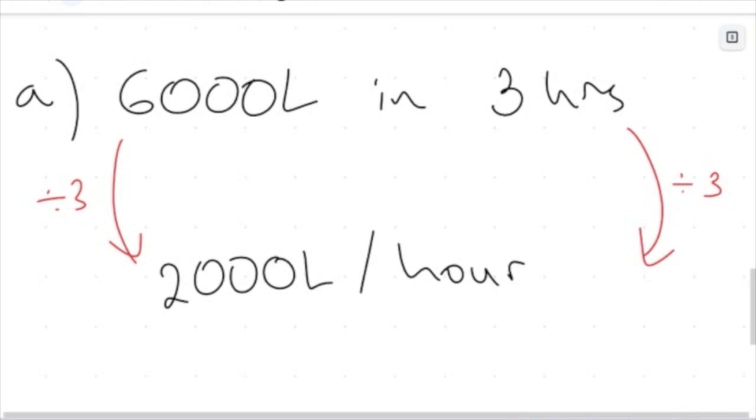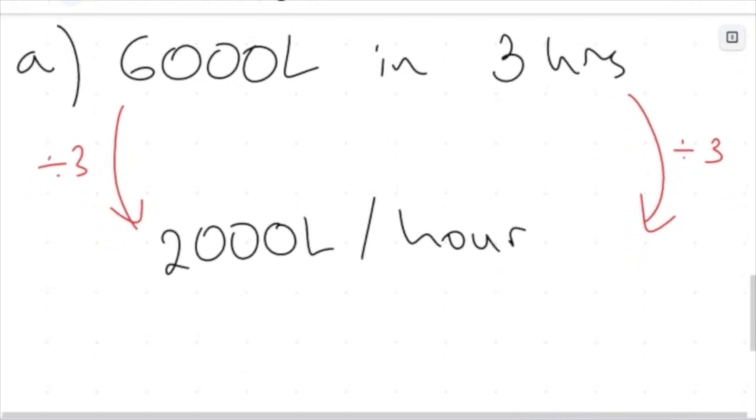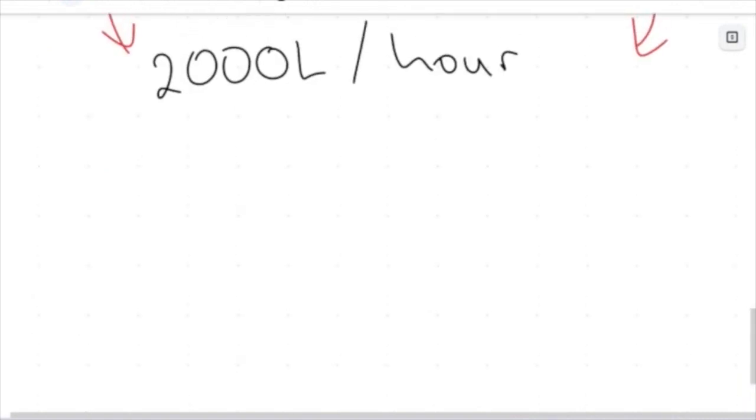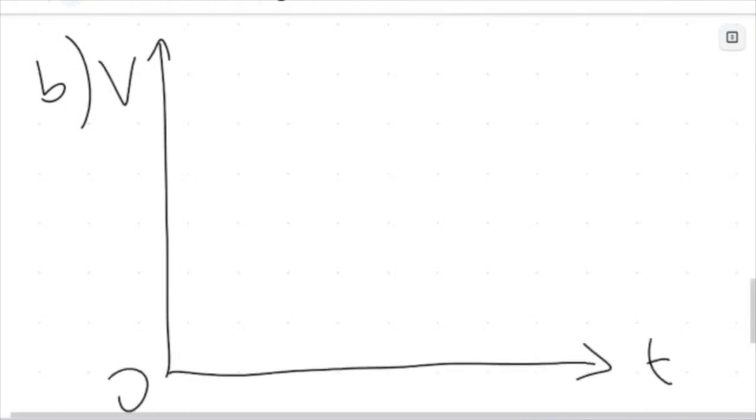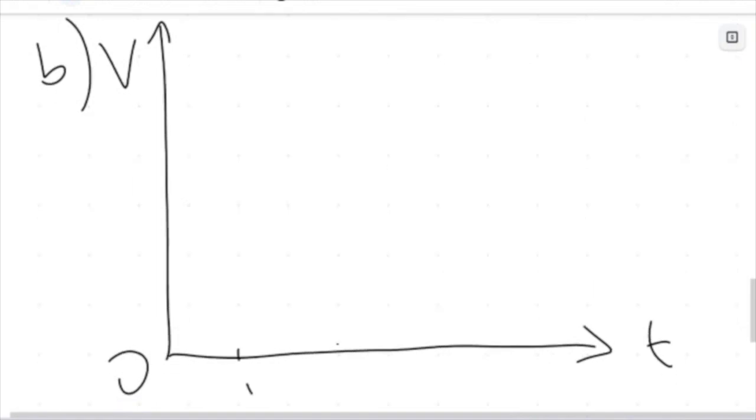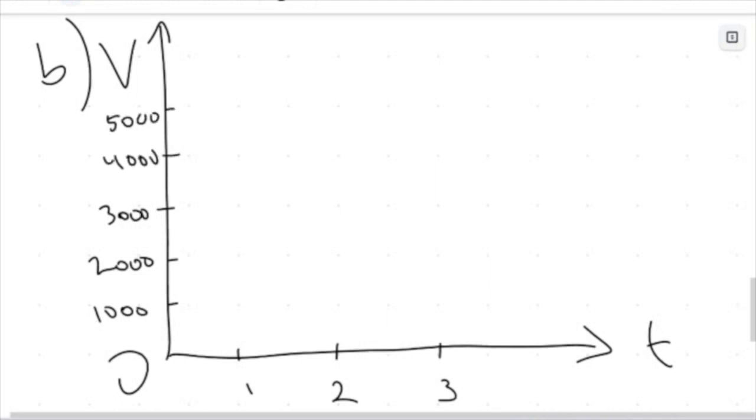Now, the second bit requires us to graph volume in liters versus time in hours, so the time from 0 to 3 hours. So for part B, I'm going to draw a graph of volume versus time. Here I go from 0 to 1, 2, 3 hours, and my volume is up here. Let's go 1,000, 2,000, 3,000, 4,000, 5,000, and we'll put 6,000 up here.